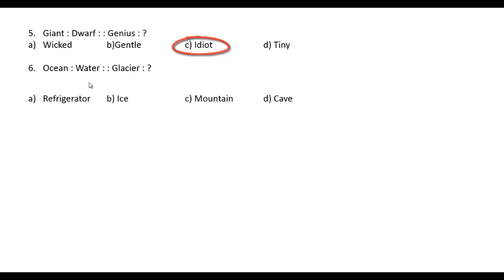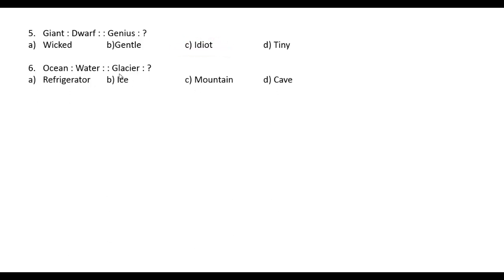Now the next question is, ocean is to water, then glacier is to what? Ocean is water, then glacier is what? It is not a refrigerator, not just a mountain, not a cave. Glacier is made up of ice. Ocean contains the water, so glacier contains the ice, and therefore the right option is B, that is ice.